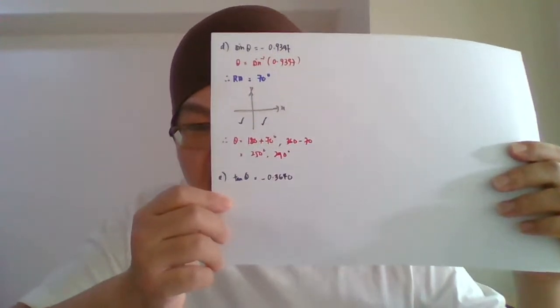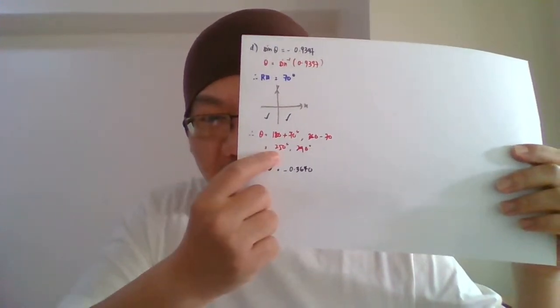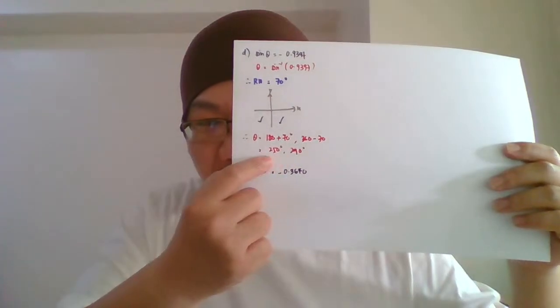Alright, so that is question D. Now, question E. Question E, tangent theta equals to negative value. As usual, write down your question. Okay, tulis dulu soalan. Question E, tangent theta equals to negative 0.3640. Okay, now I want someone of you to calculate for me the final answer. I will show you the steps to solve the problem, and then I want you to count the final answer like this, and state your answer in the live chat here.